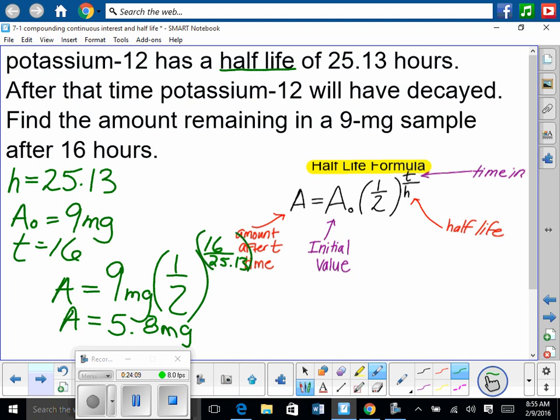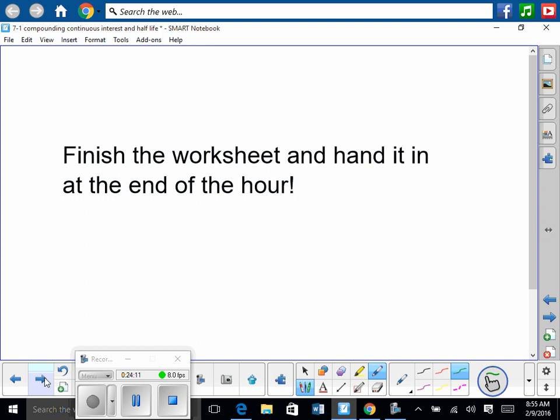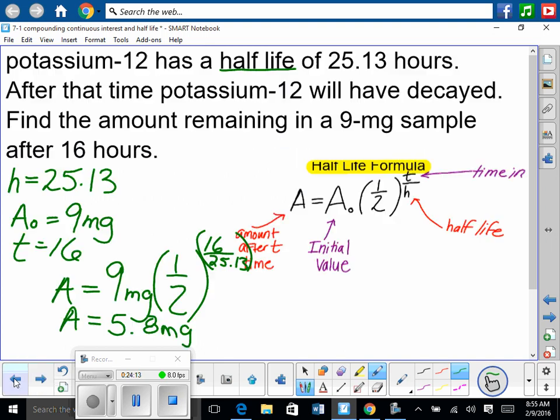All right. So now you can finish the worksheet. And it is due at the end of the hour. You have 20 minutes. Finish it and hand it in at the end of the hour. That's due along with the properties of exponents review. It's an 8A.